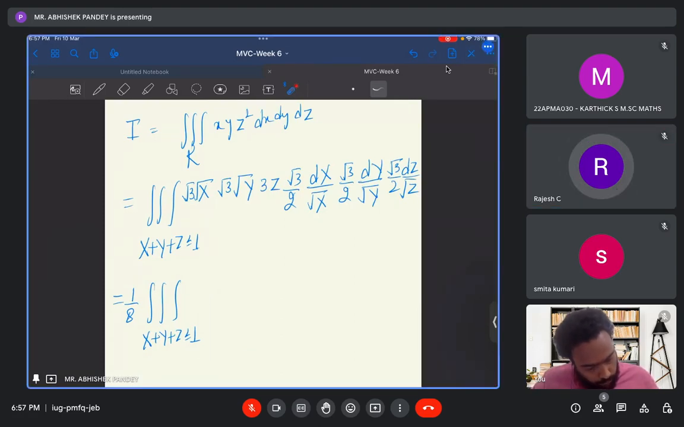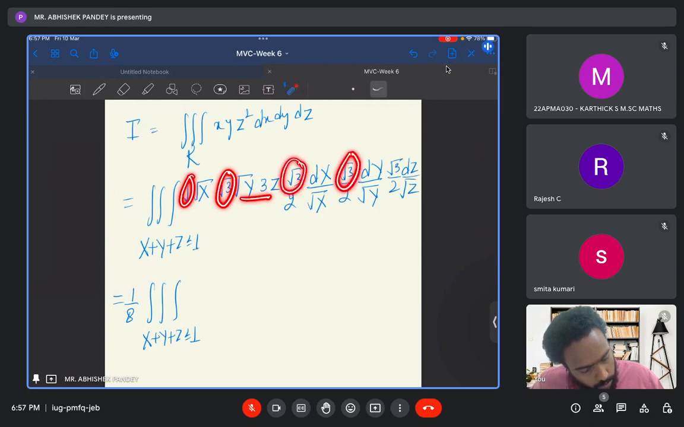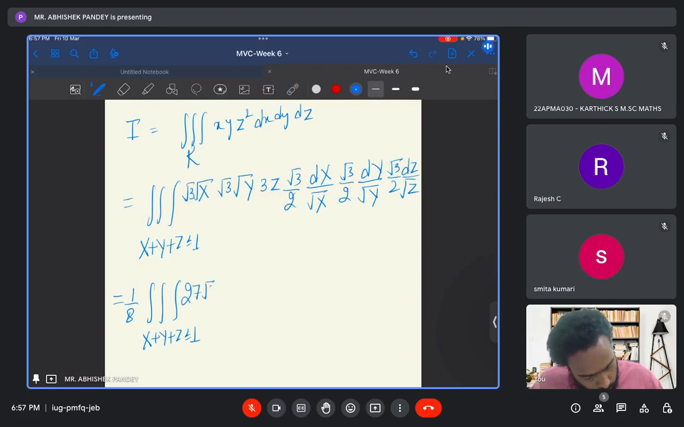So this thing will become now, so this thing with 3, and this is 9, and this is again 3, 27. So 27 root 3 and root over z dx dy dz. I hope this is correct. If any calculation mistake is there, then please let me know. Is it okay?